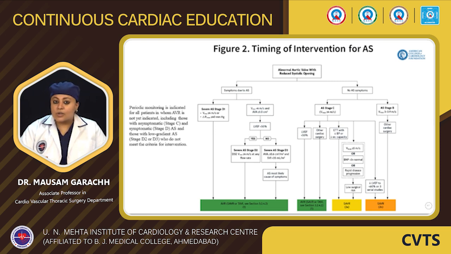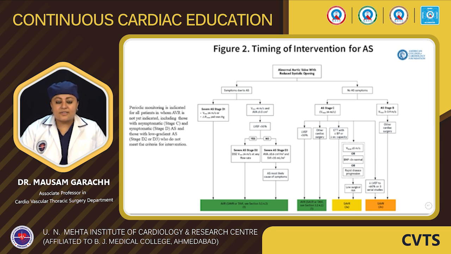If it is no, then it is severe aortic stenosis stage D3, where the valve area is less than 0.6 centimeter squared per meter squared and the stroke volume is less than 35 milliliter per meter squared. If aortic stenosis is the most likely cause of symptoms, then we have to opt for aortic valve replacement.